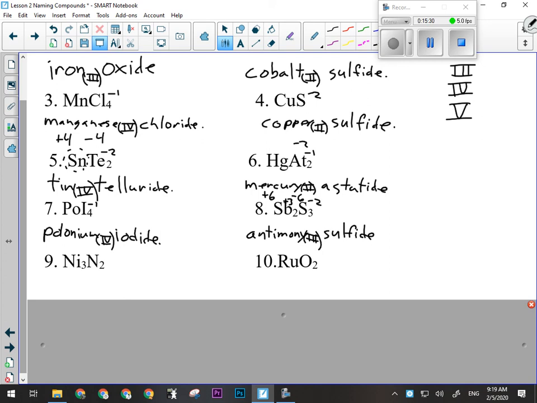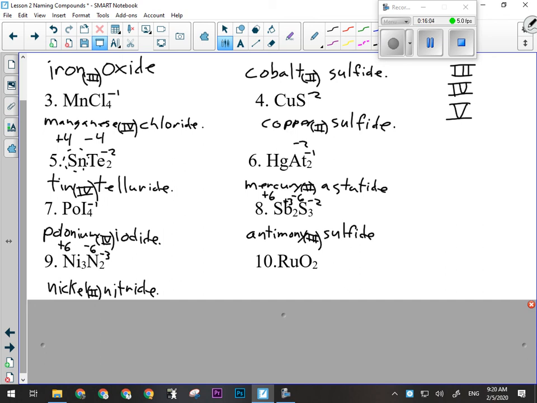All right, for number 9, I've got nickel and nitrogen together, so this will be nickel something nitride. Nitrogen is always a -3 charge. -3 times 2 is -6. So I've got to get 6 positives from the 3 nickel atoms that I have. 6 divided by 3 is +2. So this is nickel 2 nitride.